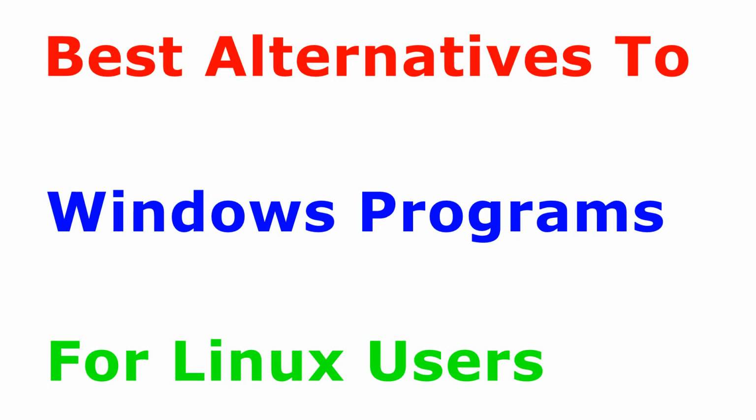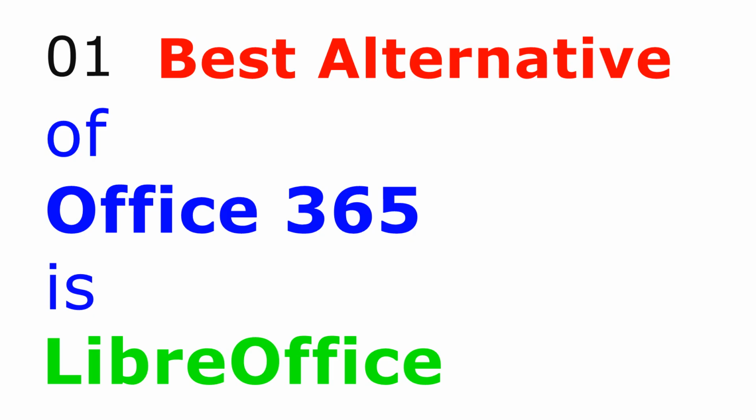This full HD video shows some great alternative programs that are easy to install and use, and being for Linux, they are free. Office 365 costs $159 Australian dollars a year. LibreOffice gives free equivalents to Word, Excel, PowerPoint and Access.